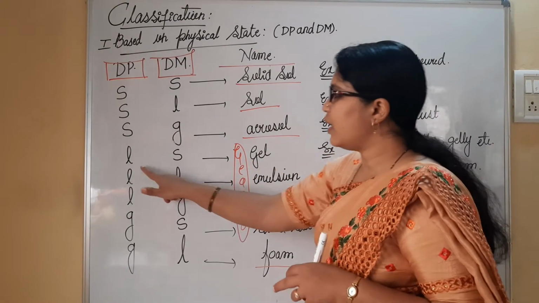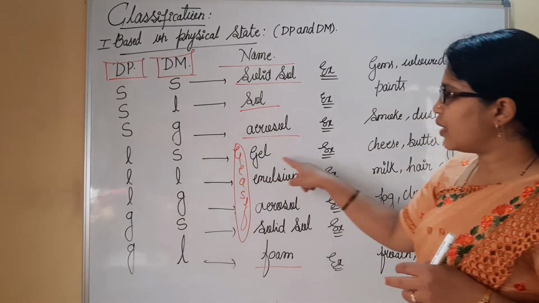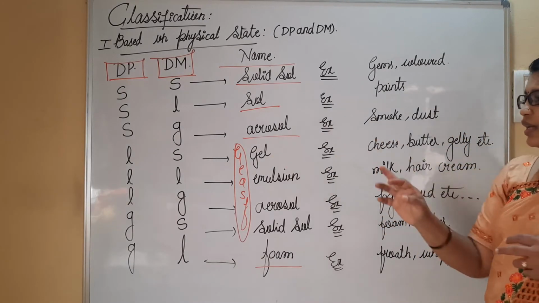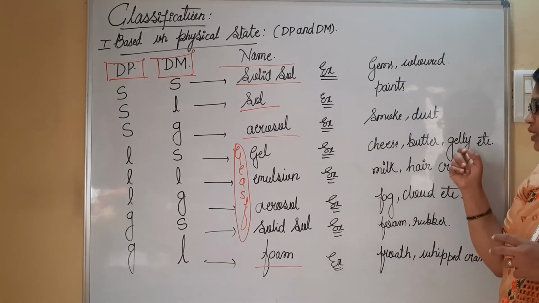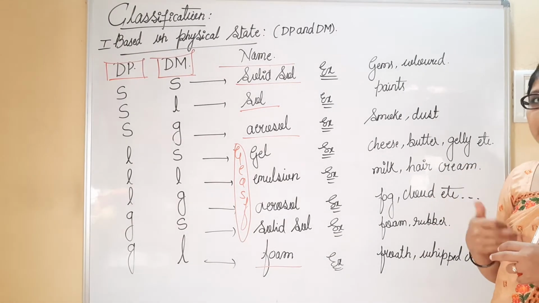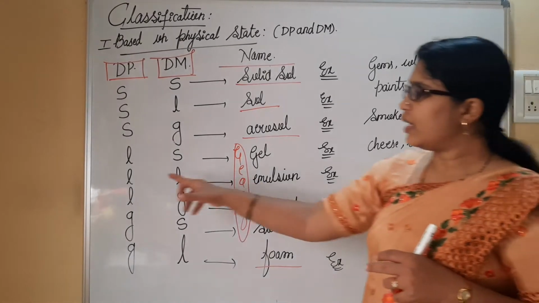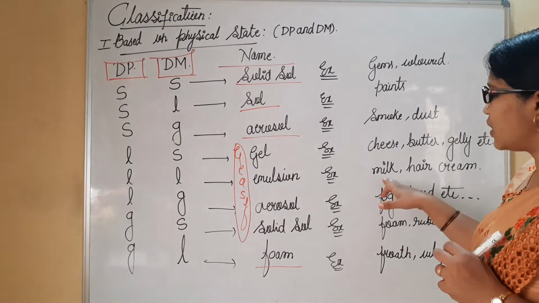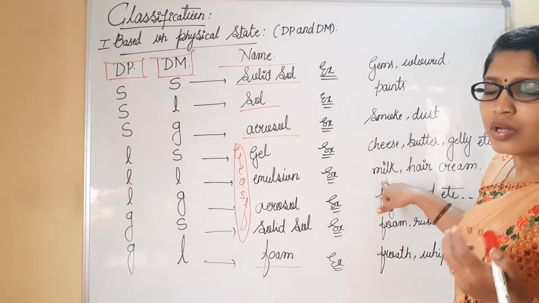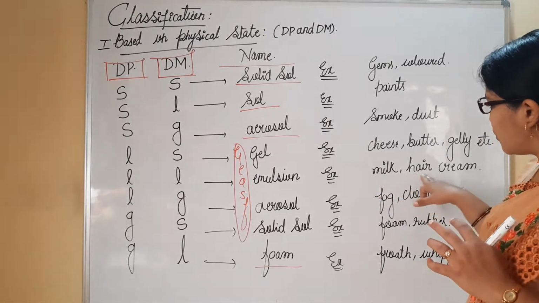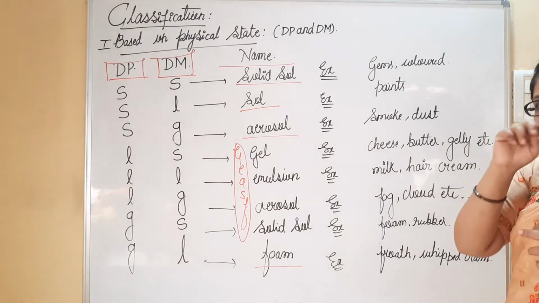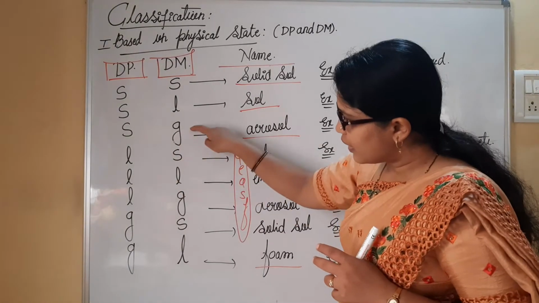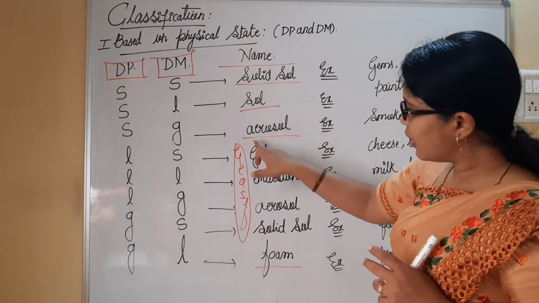Similarly, I have liquid dissolved in solid. Then it is called as gel. Liquid dissolved in solid, it is called as gel. Cheese, butter, jelly, these all examples you might have seen. Similarly, liquid dissolved in liquid, then they are called as emulsions. Emulsions in the sense milk and water generally mixed, and also hair cream what we apply, they are also example for emulsions.